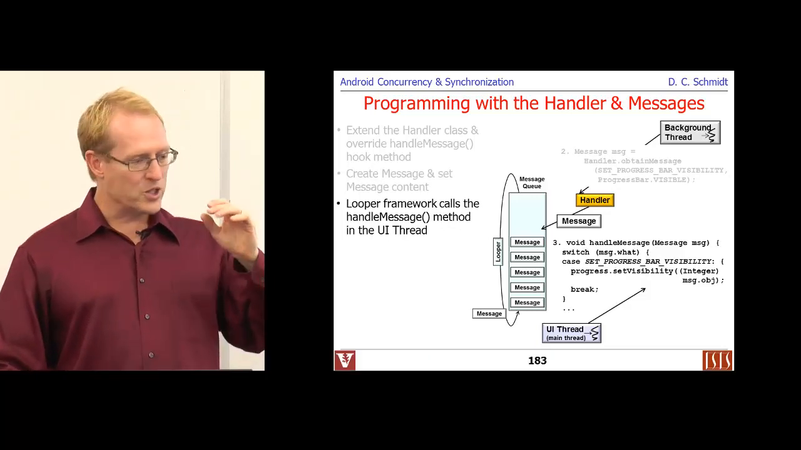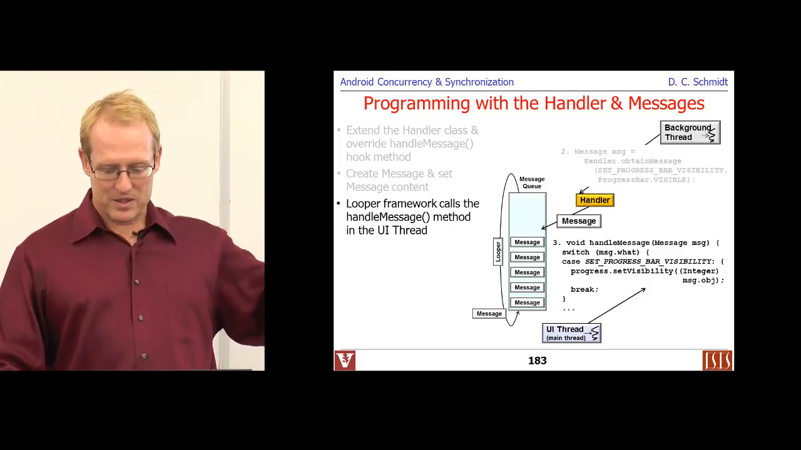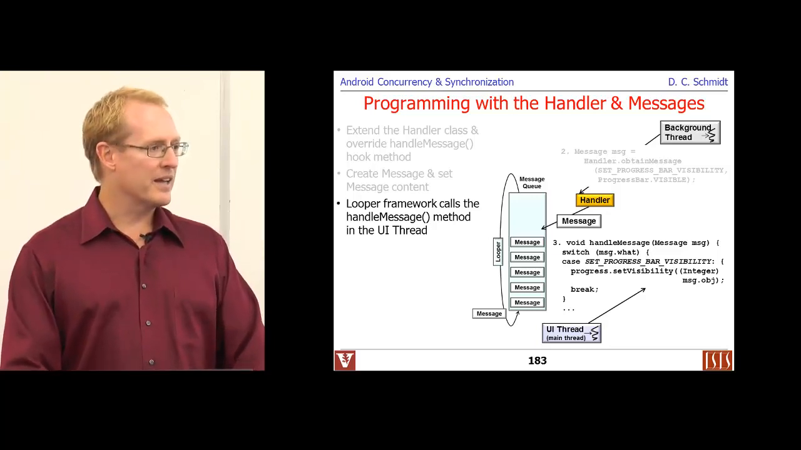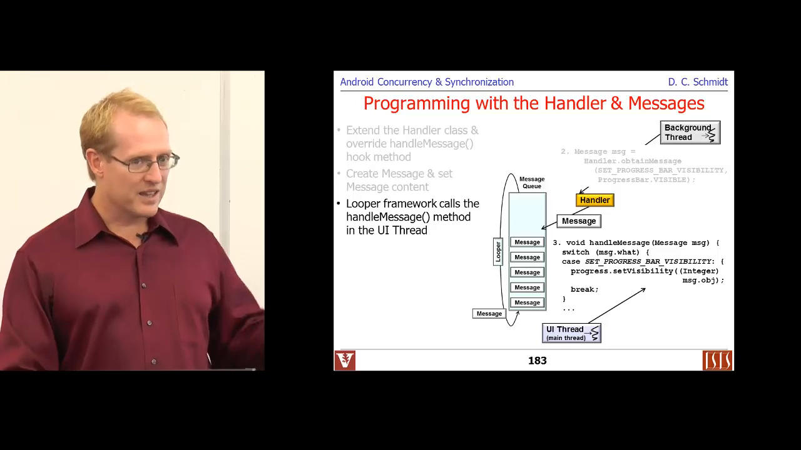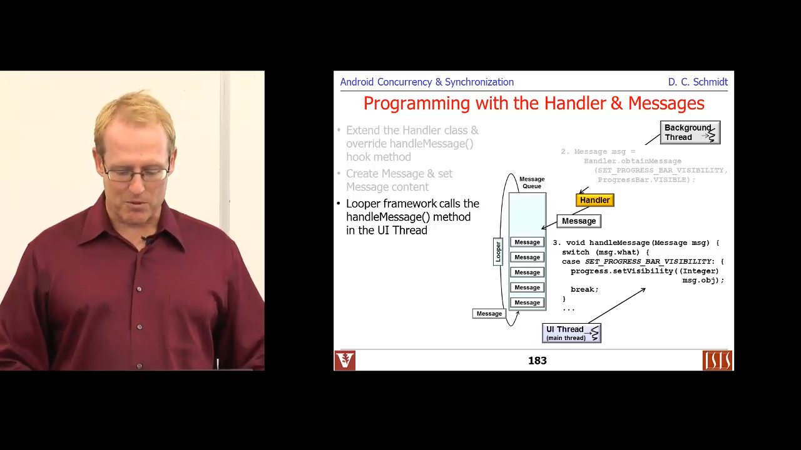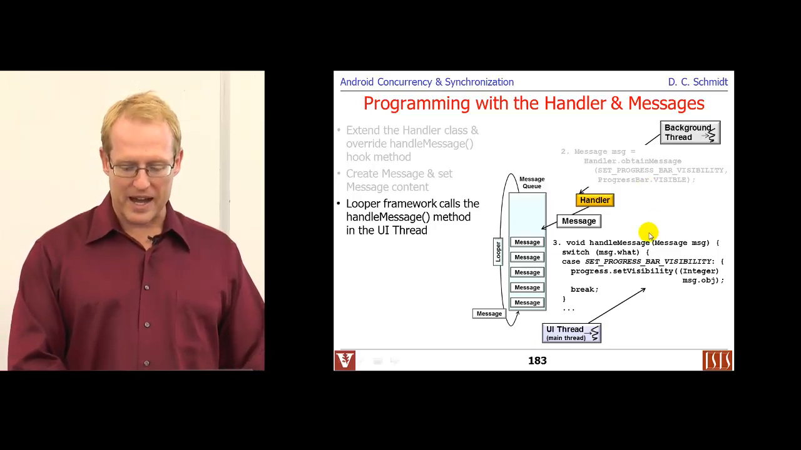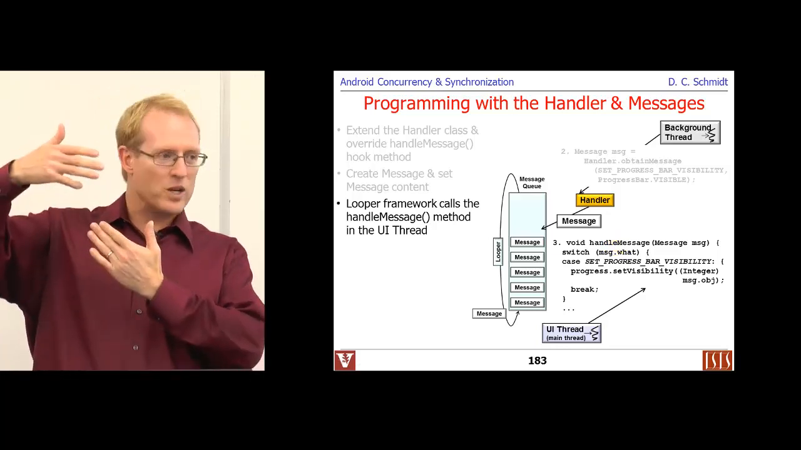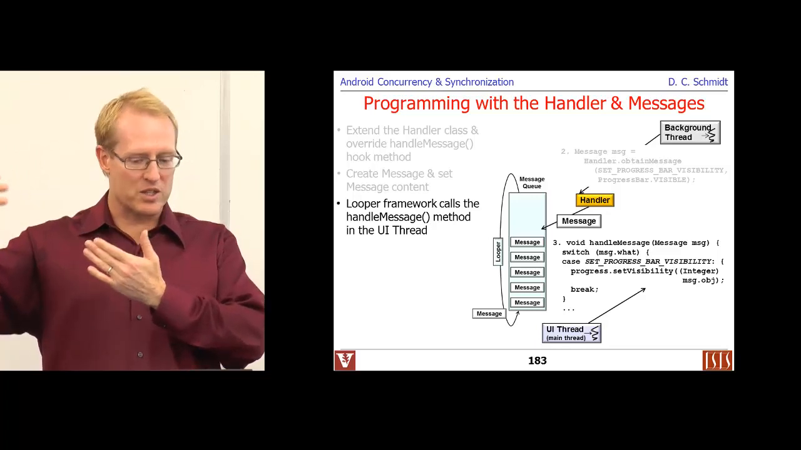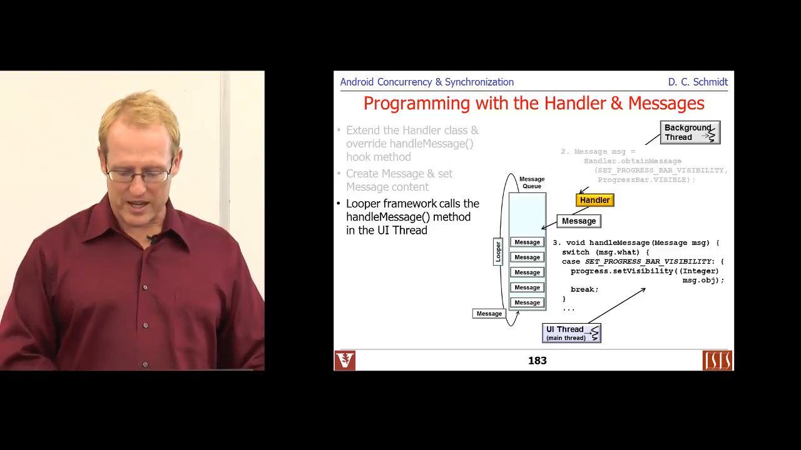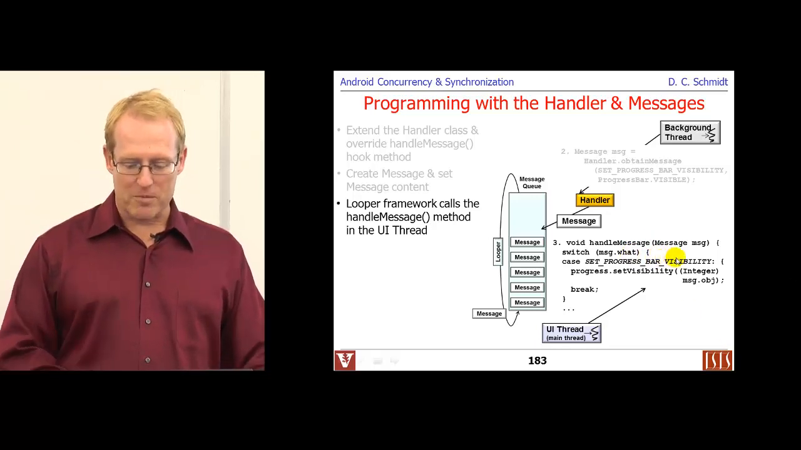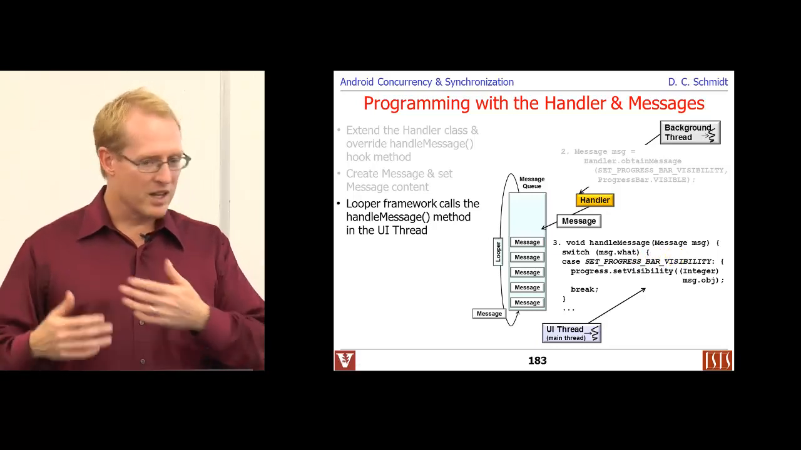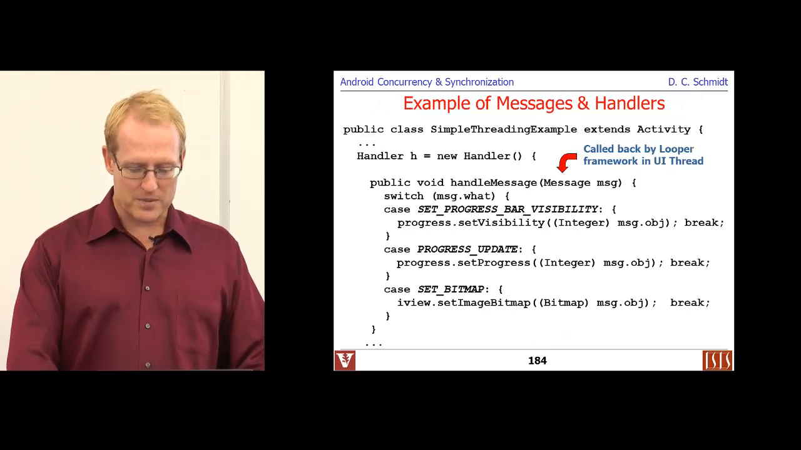And then once you go ahead and send this message, it'll turn around and be processed in the main thread of control, just like we saw before. And what will happen here is it'll end up calling back the handleMessage hook method, and then you typically switch on the type of message it is, which is what this what field is. In this particular case, you can see that if it's the progress bar visibility message, we do something. If it's something else, we do something else. So you can direct the various processing that takes place.